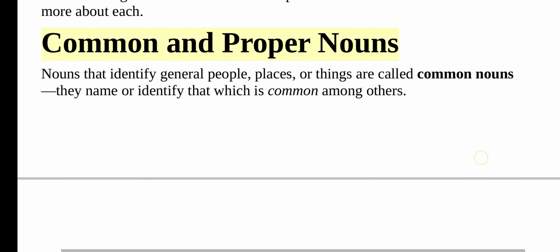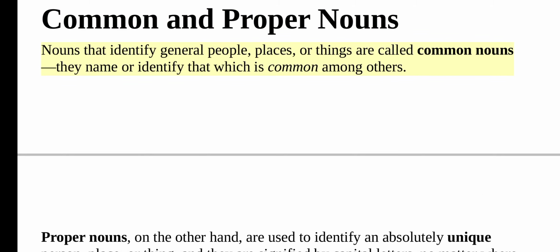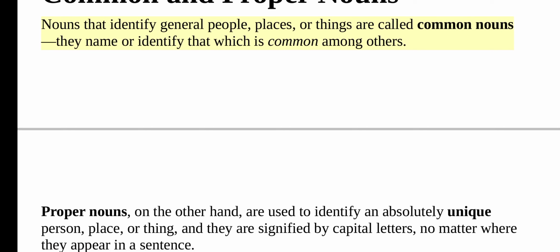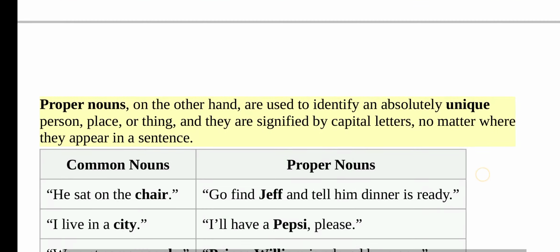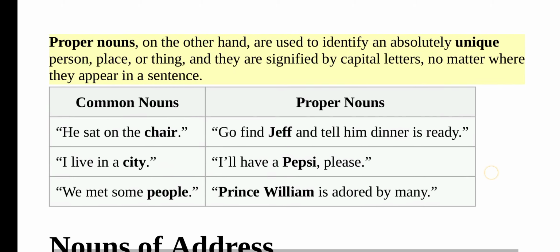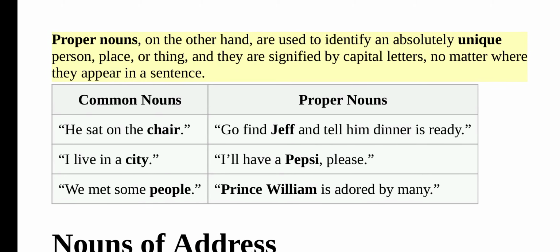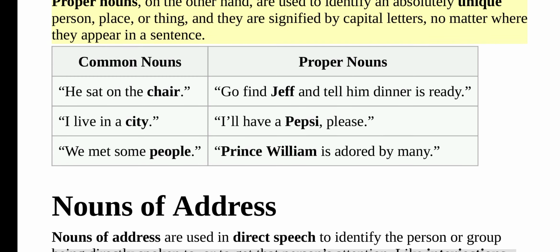Common and proper nouns. Nouns that identify general people, places, or things are called common nouns. They name or identify that which is common among others. Proper nouns, on the other hand, are used to identify an absolutely unique person, place, or thing, and they are signified by capital letters, no matter where they appear in a sentence.